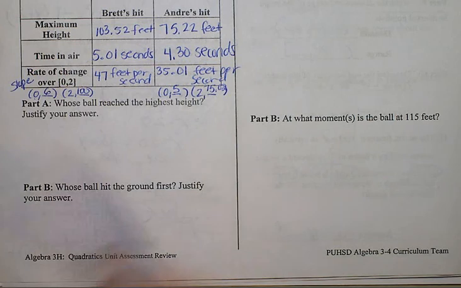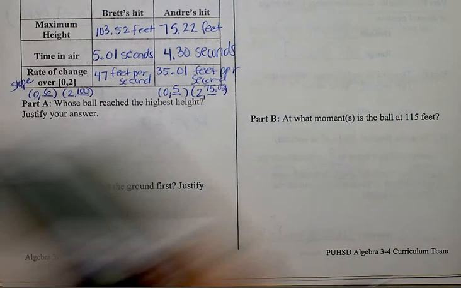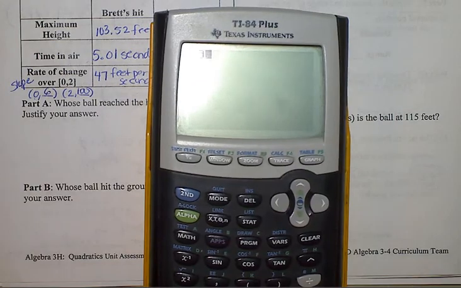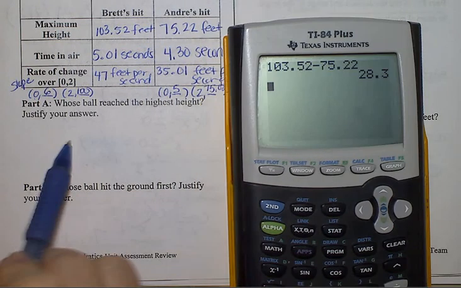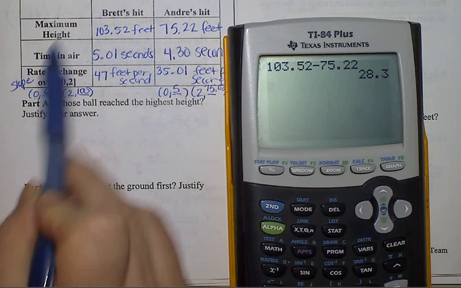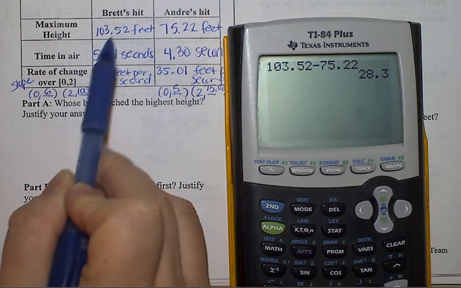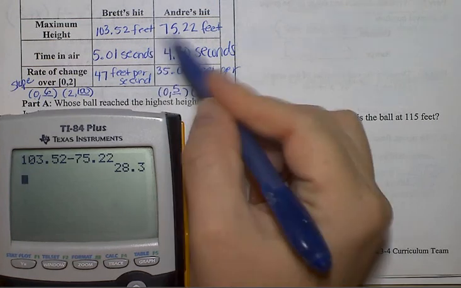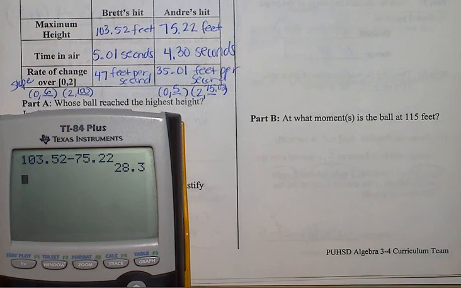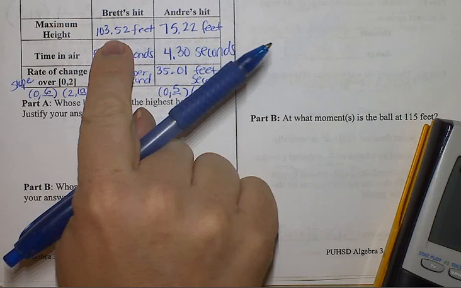You could also subtract: 103.52 subtracting 75.22. Another answer that would be acceptable would be Brett's ball hit a maximum height of 103.52 feet, which was 28.3 feet higher than Andre's ball. That's another alternative answer you could have where you compared them and also offered the answers.